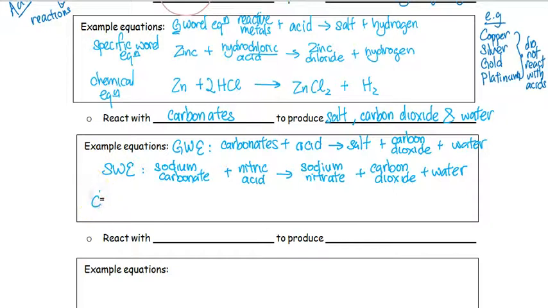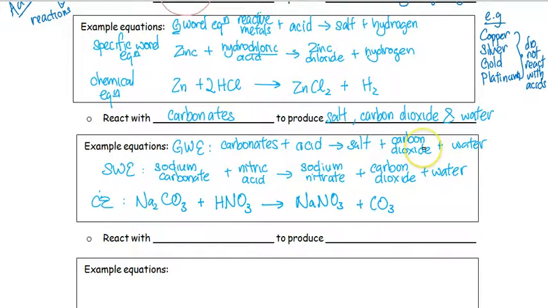Right, let's look at the chemical equation. You have your sodium carbonate plus nitric acid. You give me sodium nitrate plus carbon dioxide plus water. Right, so this is your acid reacting with your carbonates.